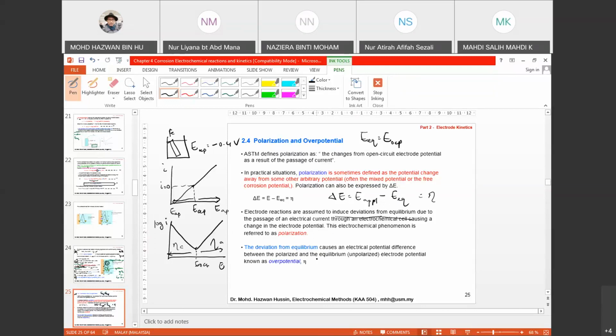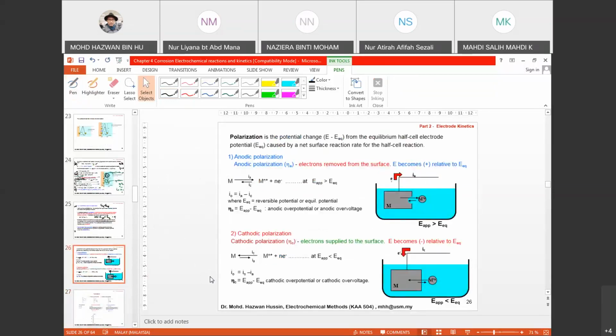The deviation from equilibrium causes an electrical potential difference between the polarized and the equilibrium, which is the unpolarized. And this is known as overpotential. So the value that you will get after you have increased the potential value, applied potential minus the equilibrium potential, is noted as overpotential, right? So as I explained earlier, polarization is the change from equilibrium of half cell electrode potential caused by the net of surface reaction rate for the half cell reaction.